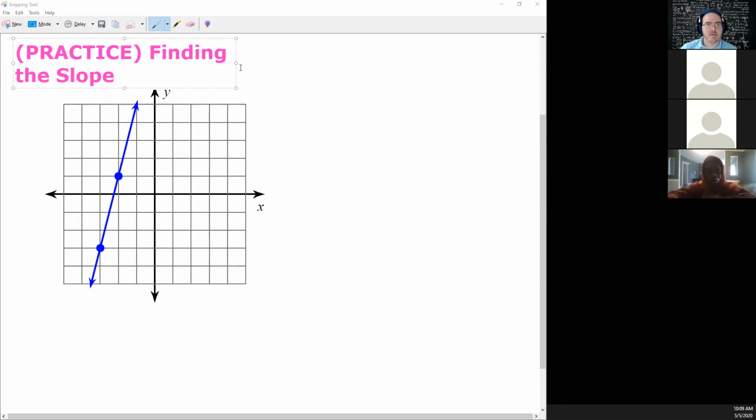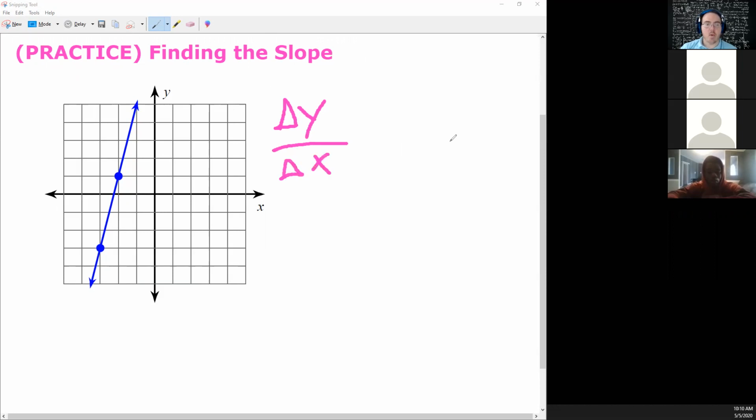All right, so finding the slope. That's what we're trying to do. This is not one of your questions for your assignment. This is just a practice problem. Okay, so what we want is the change in y. And by all means, chat, chime in if you think you know what the answer is. We want the change in y over the change in x. That is otherwise known as the rise over the run.